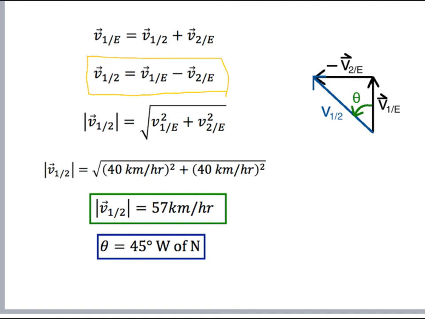But once you've drawn the picture, forget about the vectors. You just have a triangle. And so you know the Pythagorean theorem. The Pythagorean theorem gives us that V1/2 is going to be that squared plus that squared, square root. Plug in the numbers and you get the answer, easy peasy. And so that's the easy way to work these problems.